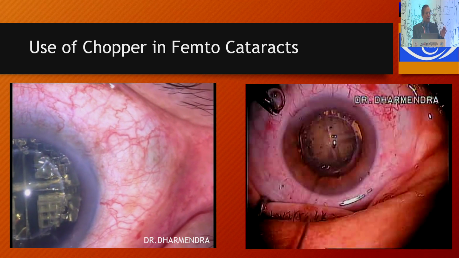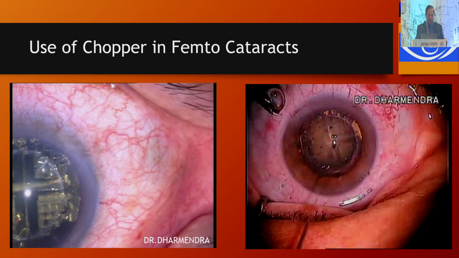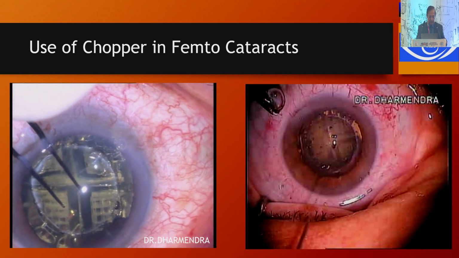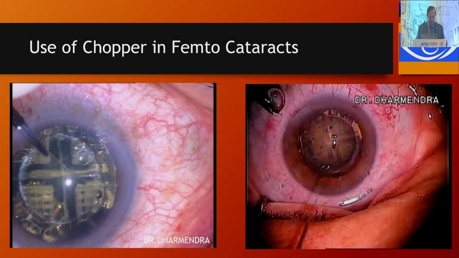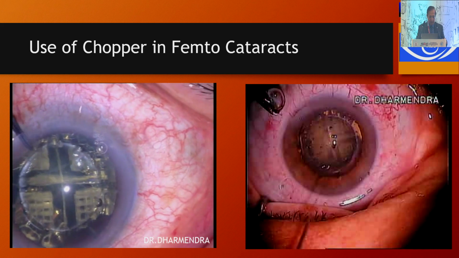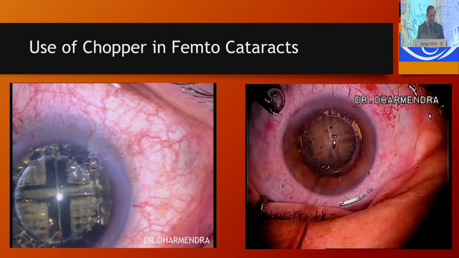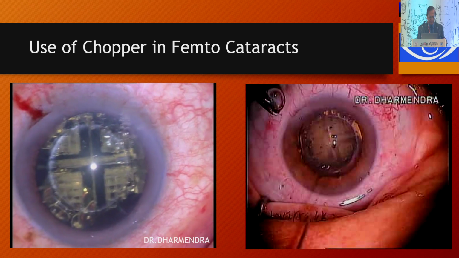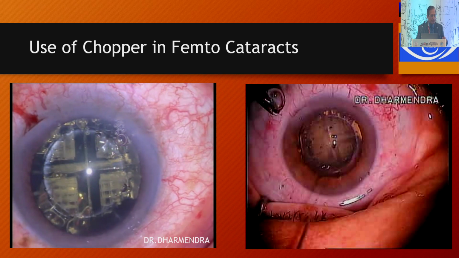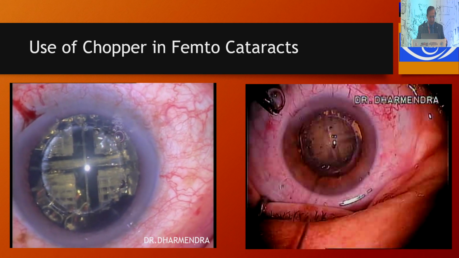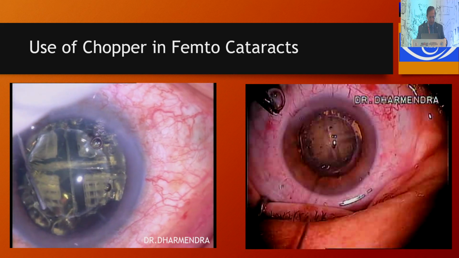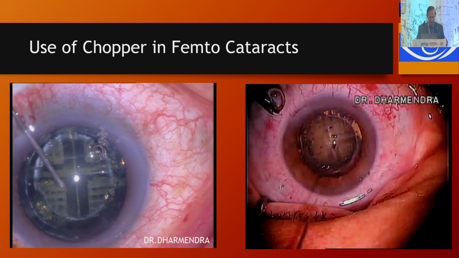If you are doing the femtosecond, the button is taken out, and do the gentle hydrodissection, take out the bubbles. I'm sorry, taking a little more time. It's a beautiful instrument for this kind of situation, and the bubbles they are.